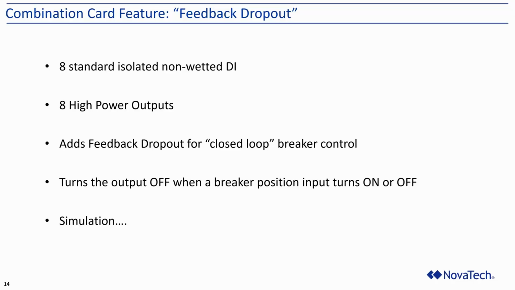The second primary reason is for an application we like to call feedback dropout for breaker control. This feature was designed into the card because it really is good practice to avoid misoperations due to time settings. So what we're going to do is go through a simple simulation of feedback dropout just to make sure everybody understands what that looks like.